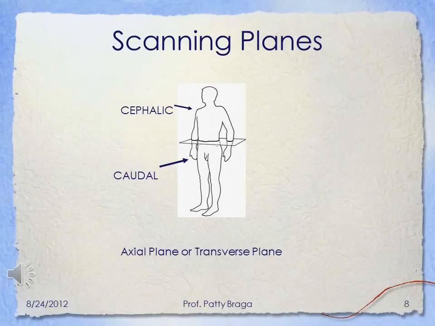Our last scanning plane is axial plane or transverse plane. In ultrasound, transverse is the more popular term that is used, and a lot of times you'll see it written as just trans on the image screen. Transverse plane divides the body into upper and lower halves, or cephalic, which means towards the head, caudal, which means towards the feet, or the other way you'll hear it is superior and inferior.